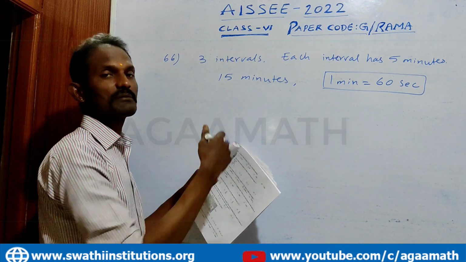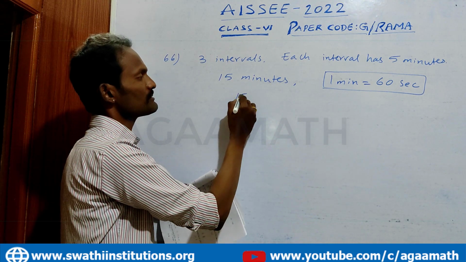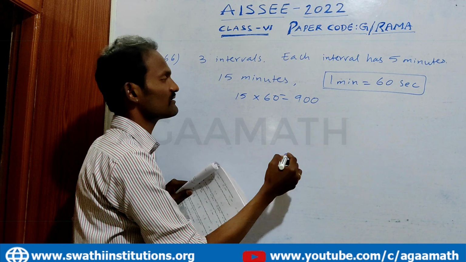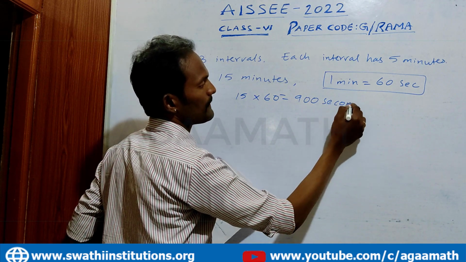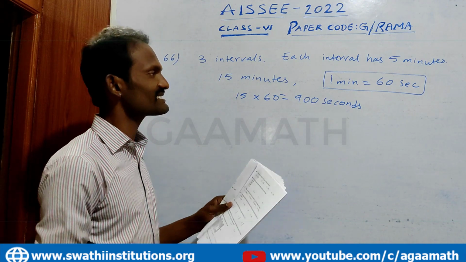Then 15 minutes means how many seconds? What do we do? We just multiply. Simple. So that is 15 times 60. That is 900 seconds. So 900 seconds is the answer. That is option 3, the right answer.